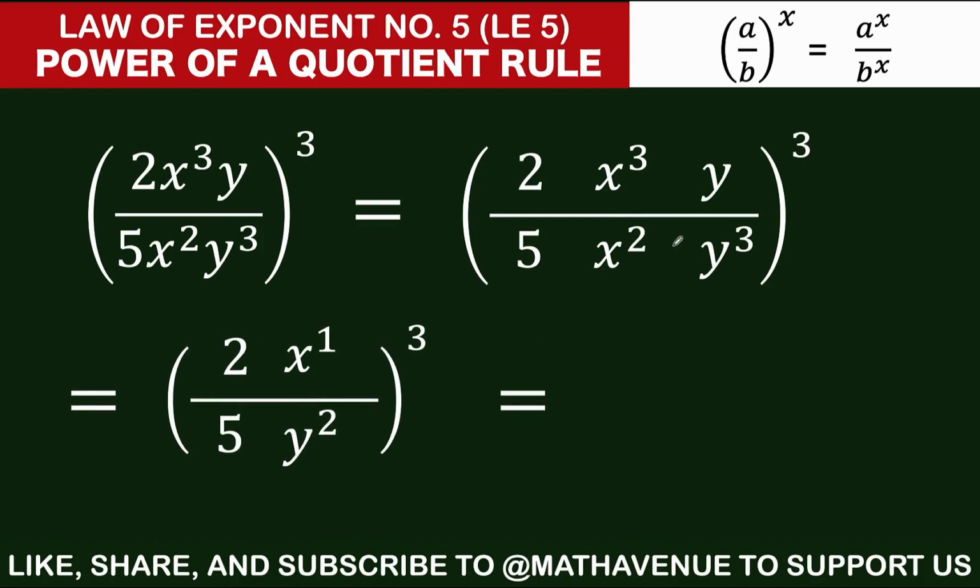2 to the third is equal to 8. Then x to the 1 times 3 is x to the third. 5 to the third is 125. And y squared raised to the third, so you multiply 2 times 3 to get 6. And that is now our final answer. Now, on the other hand, if you apply law of exponent number 5 first and then you simplify, you will still arrive at the same answer. Only that it is much easier if you simplify first before applying law of exponent number 5, so that you avoid multiplication and then later on division again to simplify them.